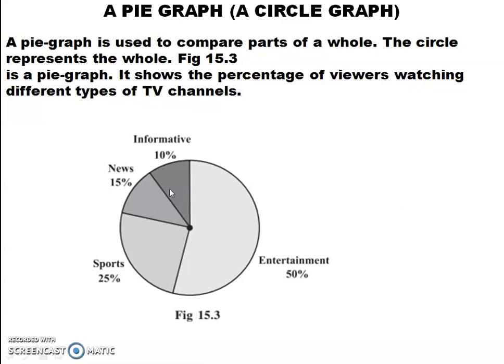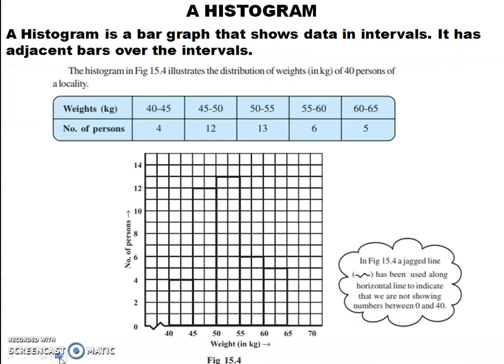Okay. So, how many types are there? 1, 2, 3, 4. So, 50% of the people like to watch entertainment channels. 10% of the people like to watch informative channels. 15% news channels and 25% sports channels. Is that clear? So, you should know how to construct a pie graph or a circle graph using the data given.